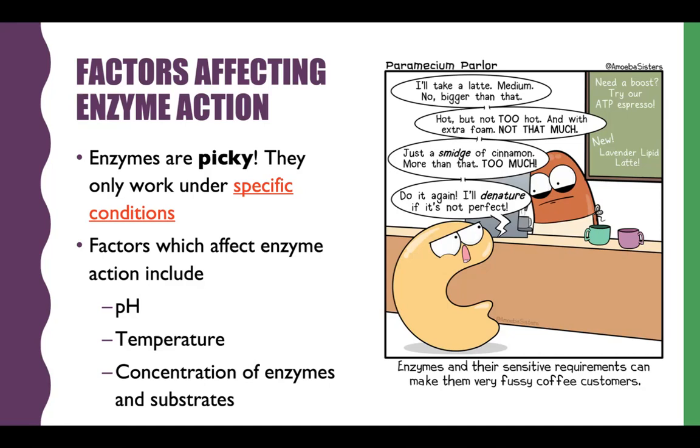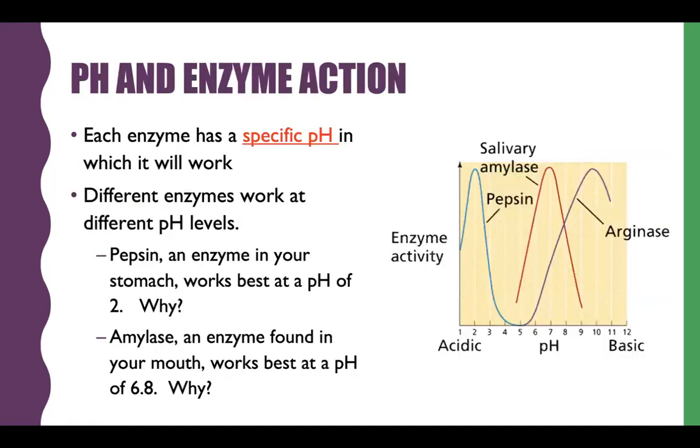So, like I said, enzymes are super picky, and there are certain factors which affect enzyme action, and those are pH levels. We talked about that during properties of water. Temperature, and then concentration of enzymes and substrates. So if the pH levels and the temperature and the concentration are not specific for that enzyme, then the enzyme will denature, okay? Now remember, denature is like meaning to destroy. I'm going to talk about that here in just a bit.